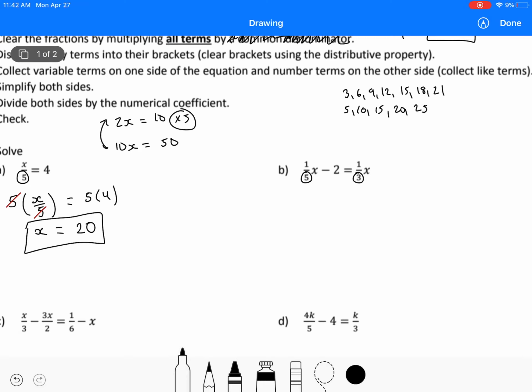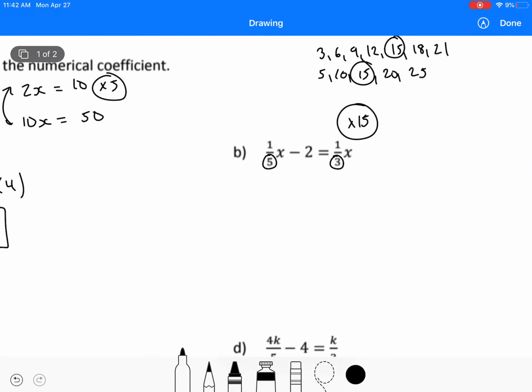5, 10, 15, 20, 25. And you try to find the first matching pair. So I noticed that the lowest common multiple between 3 and 5 is 15. That is the lowest common multiple. So now what I'm going to do is I just need to multiply the entire equation by 15. Okay. So let's give it a try.